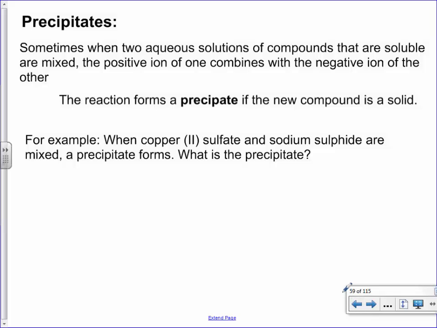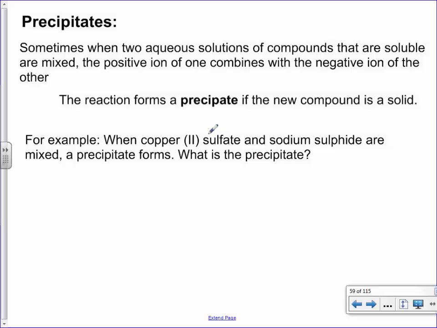Okay, I just want to focus a bit on the term precipitate. That's the idea of the solid stuff you make. So I could ask you a few questions on this. Here's an example. Let's say we took copper 2 sulfate and sodium sulfide and we mixed them. My question would be, what would the precipitate be?